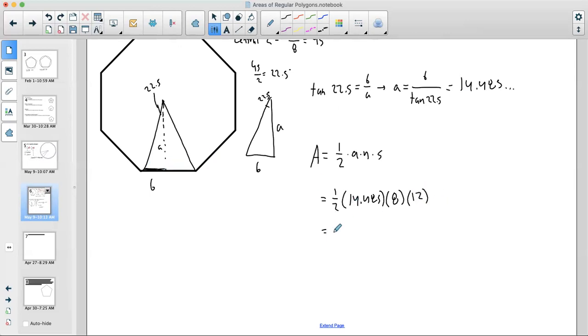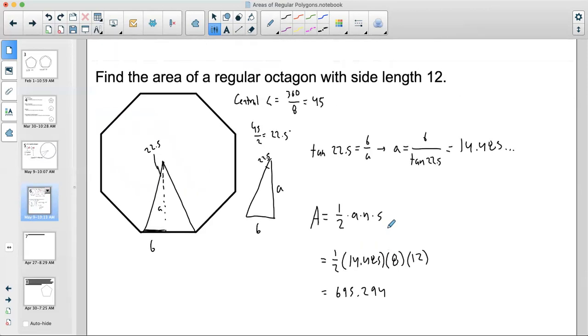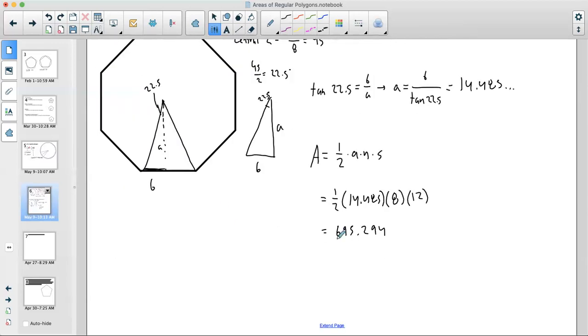Now I punch all this into my calculator. I do 0.5 times that number, which I pull from the previous entry in my calculator. Don't round that yet. Times 8 times 12. That gives me 695.294. I go up and check: are there any units? There are not, so I can just leave it like this. I can write units squared, it doesn't really matter. And this is the answer, 695.294.